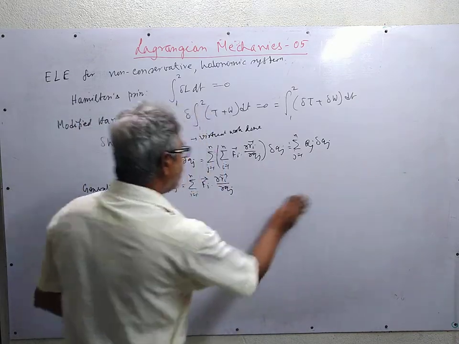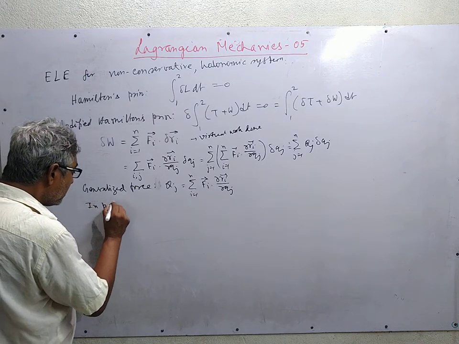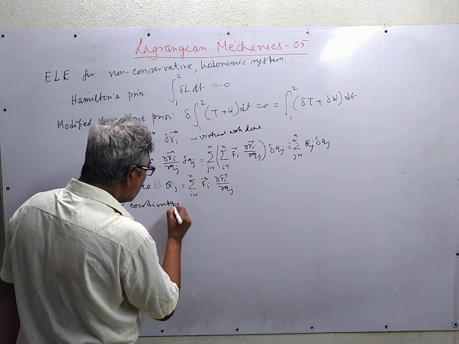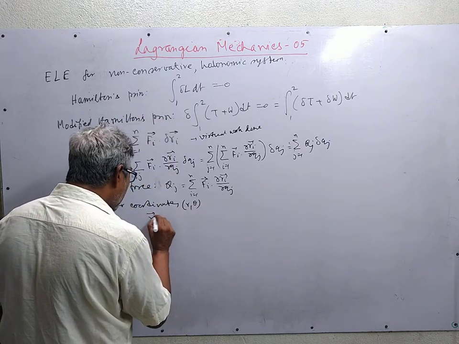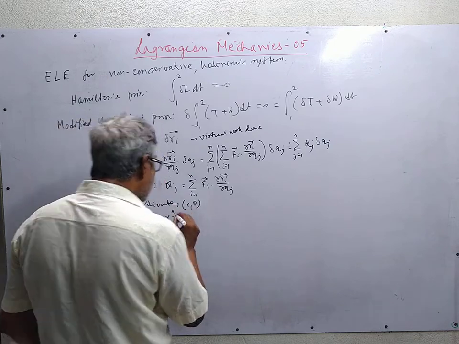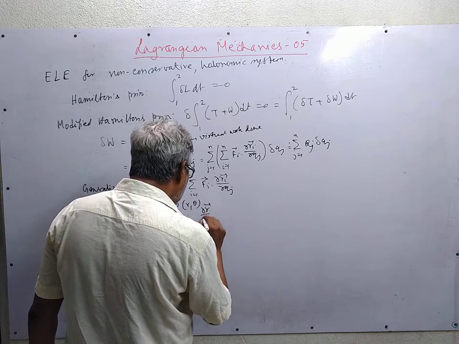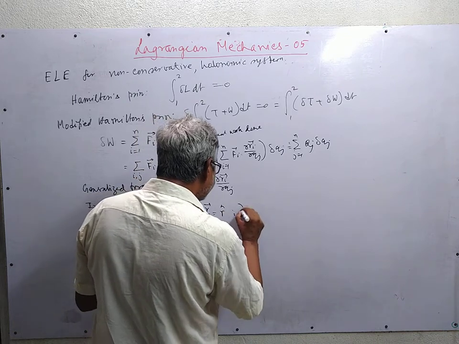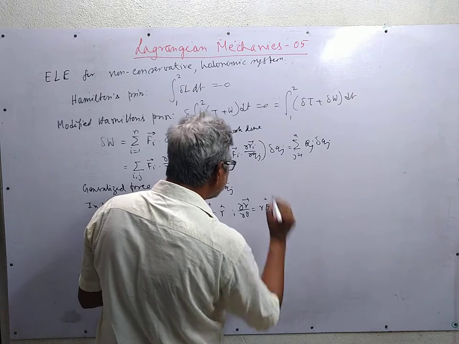In polar coordinates r, theta, we have position vector r is equal to r times r cap, so that the two generalized coordinates are r and theta. ∂r/∂r is equal to r cap, and ∂r/∂theta is equal to r theta cap.